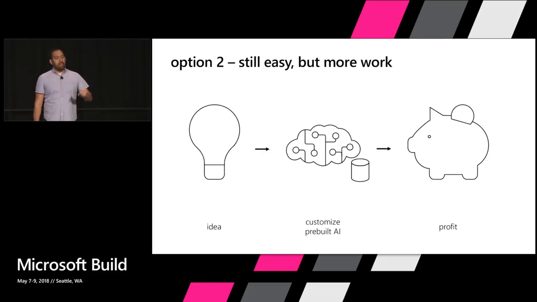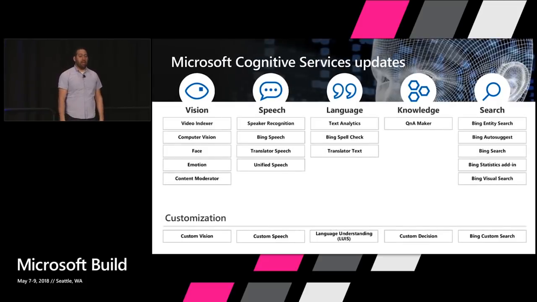Option two, still easy, but a little more work, is you customize the pre-built AI that we have for you. Just a tiny bit, right? And the way you do that is you use Cognitive Services again, but we have customization for each one of those sections. You have Custom Vision, Custom Speech, Language Understanding Intelligent Service, LUIS, Custom Decision and Bing Custom Search.